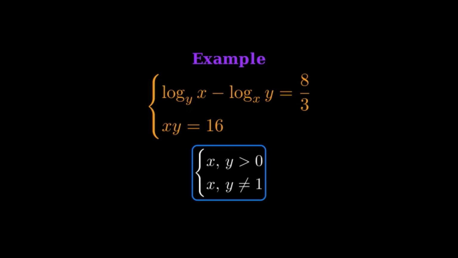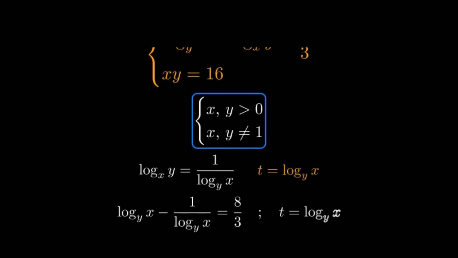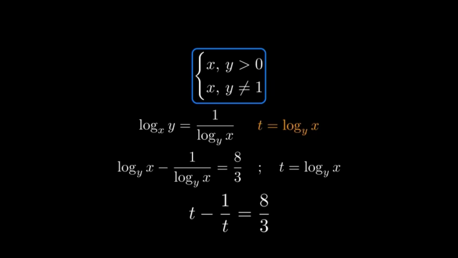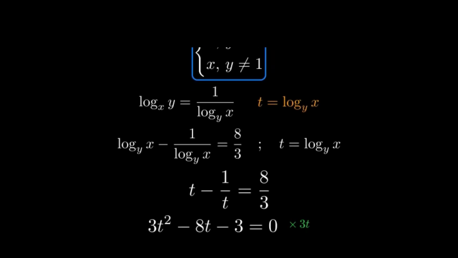Introduce the substitution t equals log base y of x. Replace log base x of y with 1 over t, and write the first equation in terms of t only. Step 3. Substitute t into the equation. We obtain t minus 1 over t equals 8/3. Step 4. Clear denominators by multiplying both sides by 3t. This yields the quadratic equation, 3t squared minus 8t minus 3 equals 0.